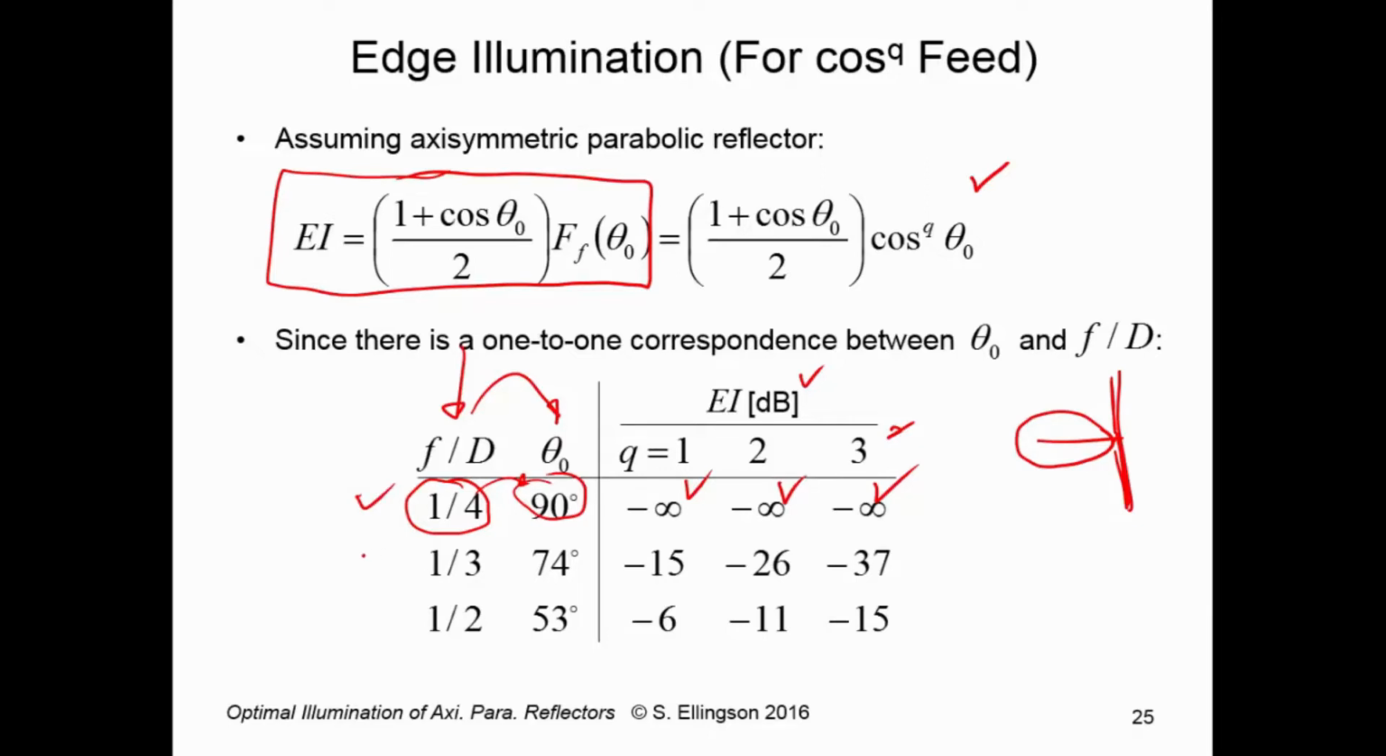Now, if f over d is larger than 1/4, then theta naught is less than pi over 2. And then we get edge illuminations like this because we get a non-zero value for the electric field incident on the rim. And then as f over d increases, theta naught decreases, and the edge illumination goes up.